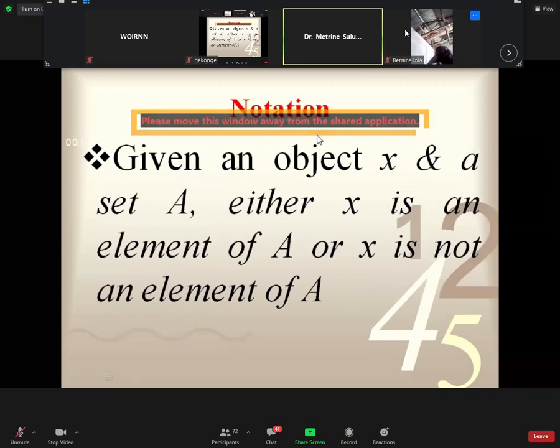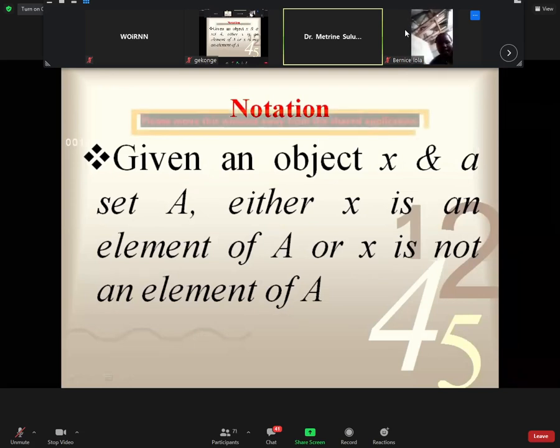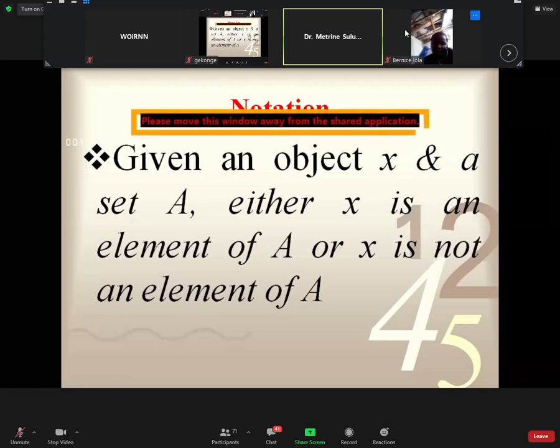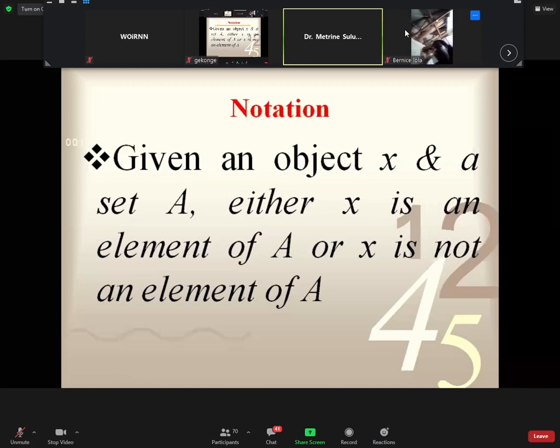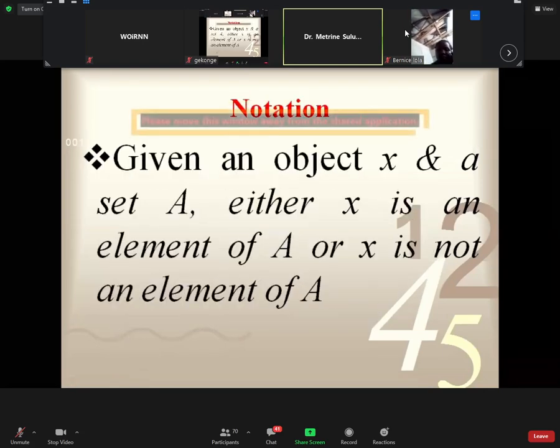Notation. How do we use notation or letters to represent both elements and members of the set? Given an object X, it can either be an element of A or not an element of A. When X is an element of A, we write X with that symbol you saw, then capital A, meaning X is a member of set A, or X is an element of set A.